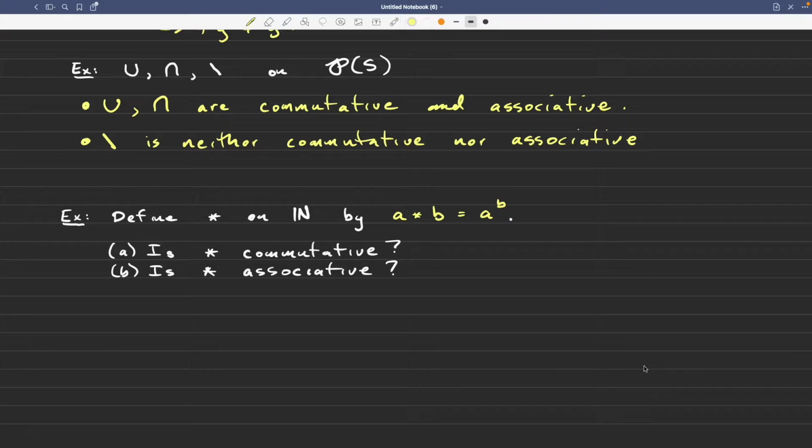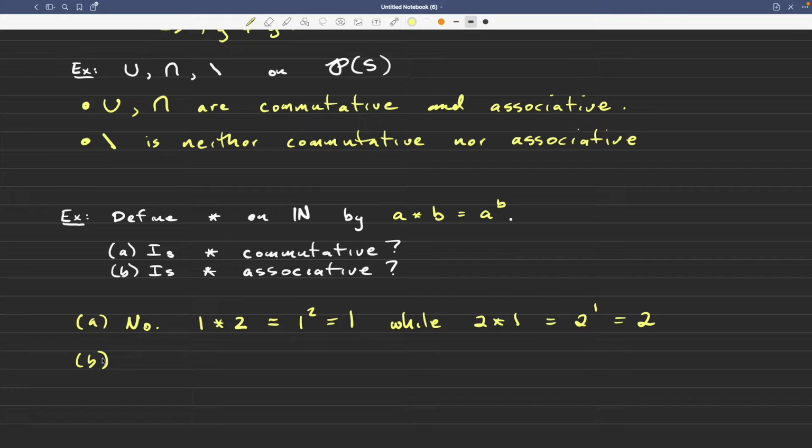Okay, here's an example that we saw on a homework to verify that it was a binary operation. This one, A star B equals A to the B on the natural numbers. So is it commutative? Is it associative is the question. Well, I don't believe it's commutative because, for example, if I do 1 star 2, 1 and 2 are both elements of the natural numbers. That would be 1 to the 2, which is 1. While if I do 2 star 1, I get 2 to the 1, which is 2. And so those two things are not equal.